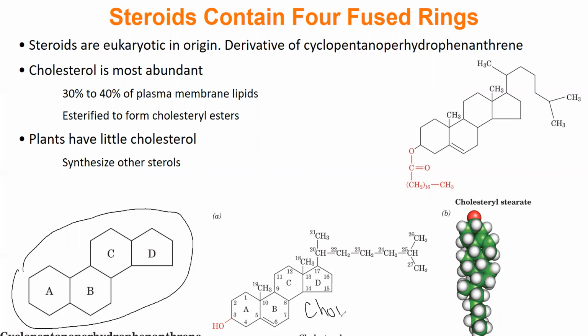The most well-known steroid is cholesterol, as shown here. It has a little bitty head group and then a long nonpolar tail. 30 to 40% of the plasma membrane is made out of cholesterol. When they're in the membrane, they first go through a little bit of a change to form a cholesterol ester, but their purpose is to modulate the fluidity of the membrane.